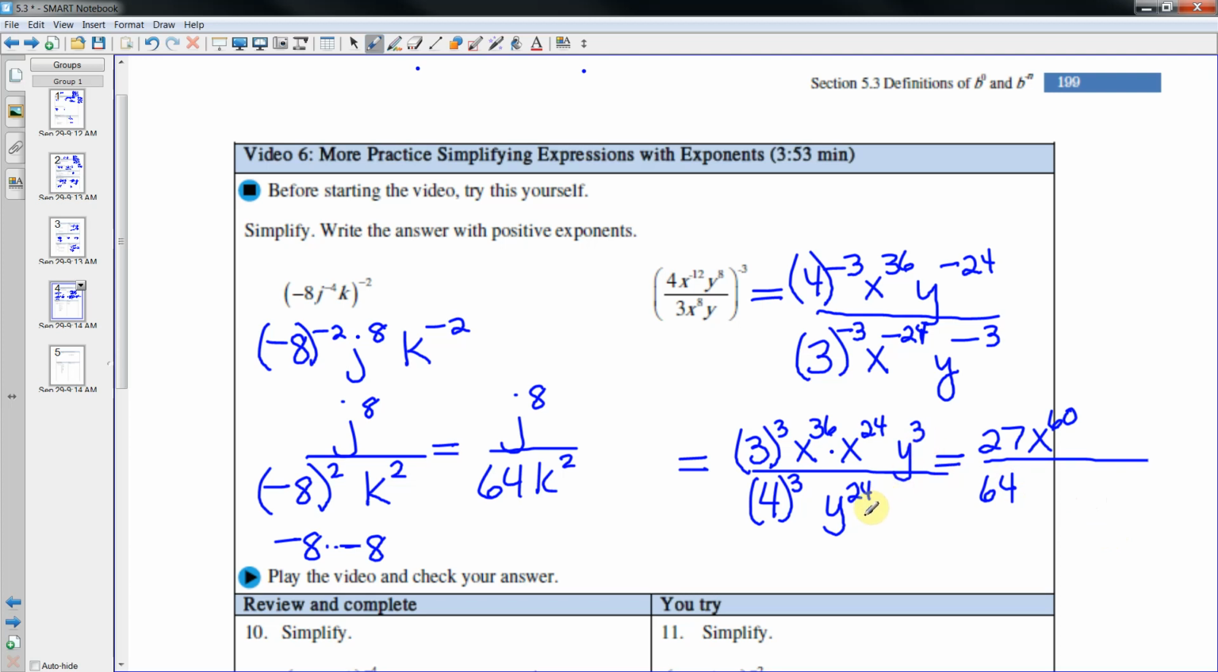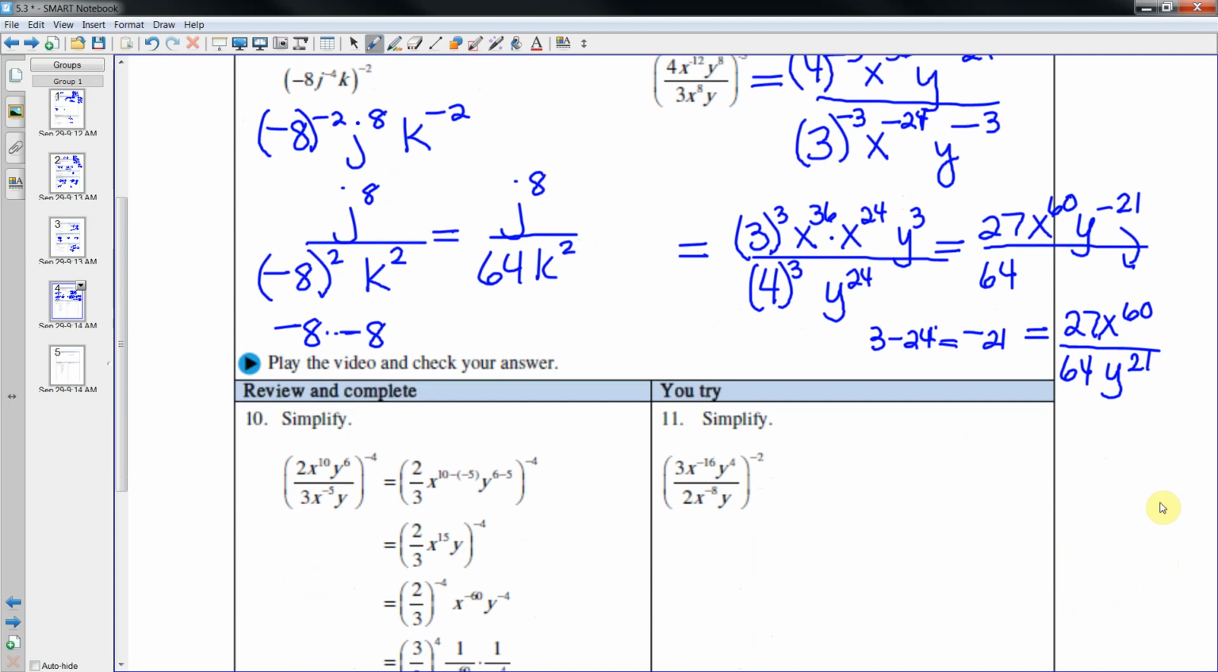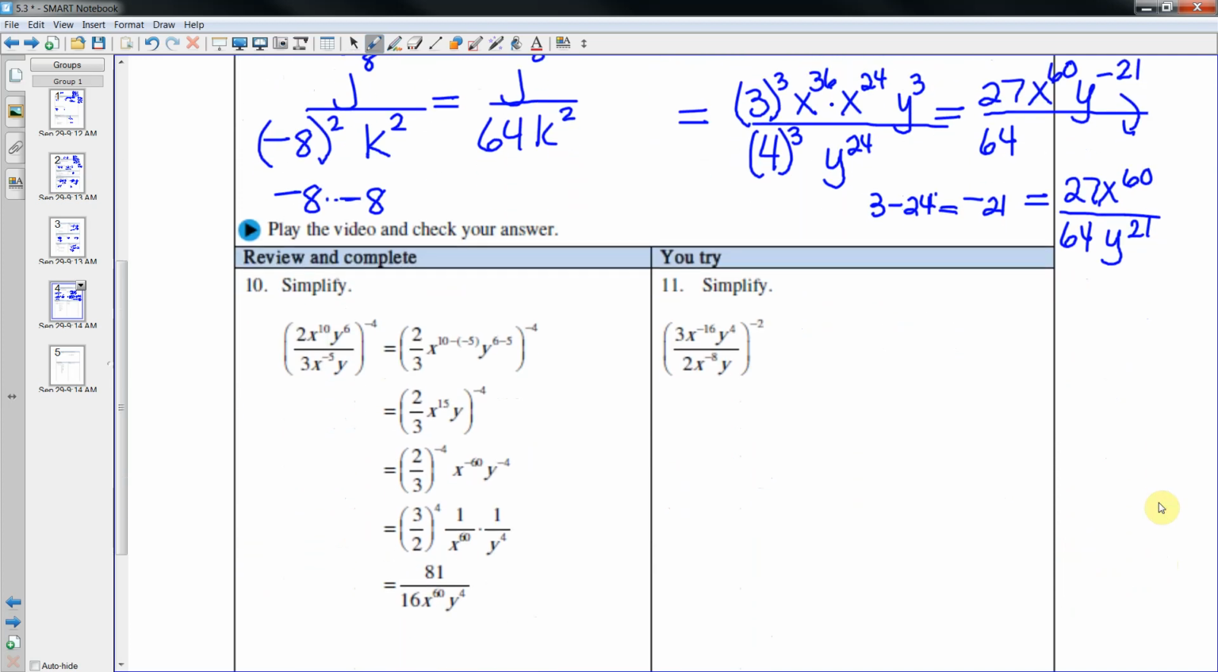Then let's do our y's. 3 minus 24 gives me negative 21. So my y ends up with a negative 21. So I'm not done with my final answer, because that y is negative, got to bring him downstairs. So 27x to the 60th stays on top. 64 is in the denominator, and the y now needs to come back downstairs and be a y to the 21. So sometimes they can get involved. You have to take them slowly.